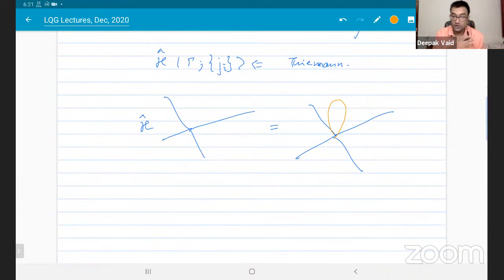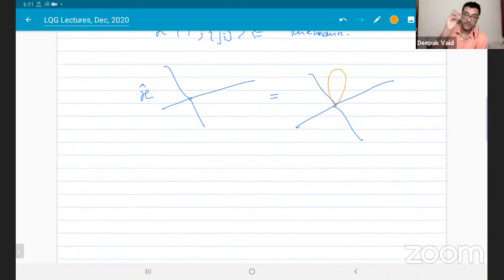So then you can take the full graph and just cut it at every edge, so you get a collection of vertices, right? And then you can act on each vertex with this operator, because this operator is not causing any interaction between the vertices, right? It is just generating this extra closed loop.